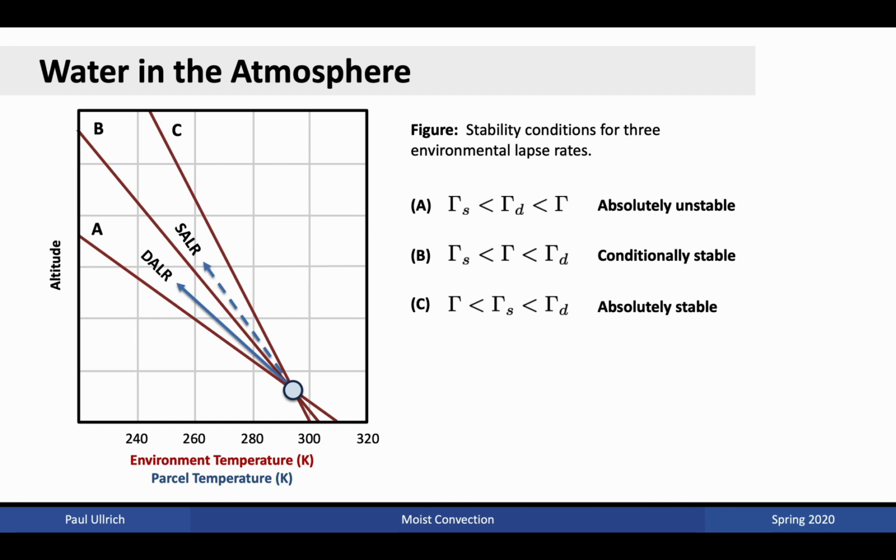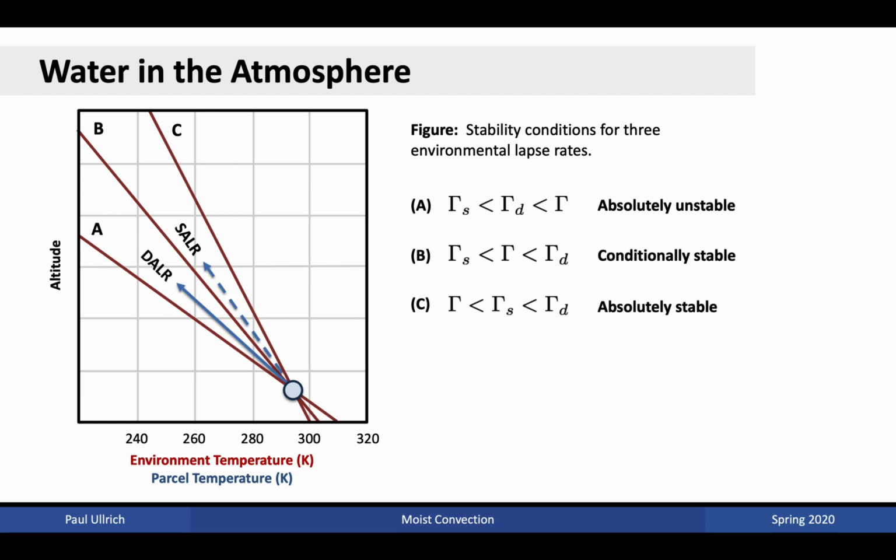Curve B represents conditionally stable conditions. That is, if the air parcel is dry, it will find itself stable. That is, a rising air parcel in this environment will find itself cooler than its surroundings, and so it will sink back down. However, if the fluid parcel is saturated, then as it rises, the warming from the condensation will enable the fluid parcel to remain at a temperature larger than that of the environmental conditions. Consequently, these are known as conditionally stable conditions.